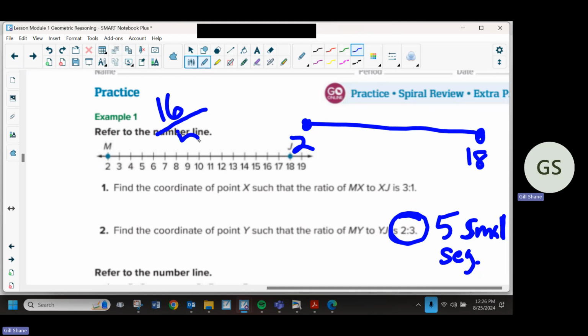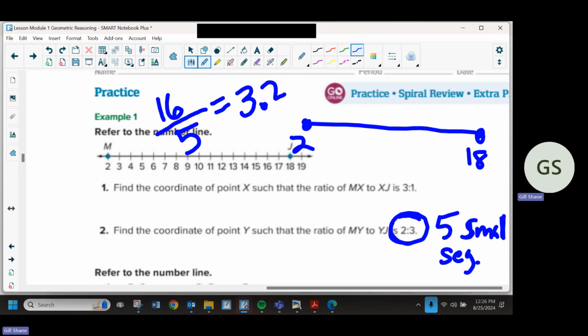So if I divide by 5, this tells me how long each smaller segment would be. You divide that out, it comes out to be, and I would encourage you to learn how to work with fractions because sometimes you'll have to. But in this case, it works out okay to use decimals. So each smaller section is going to be 3.2. So I could just keep adding 3.2 over and over and over again.